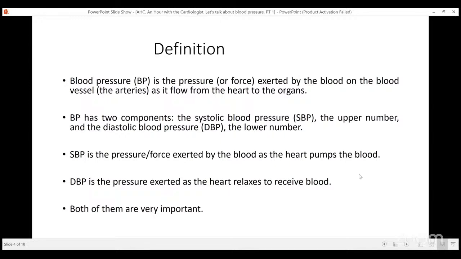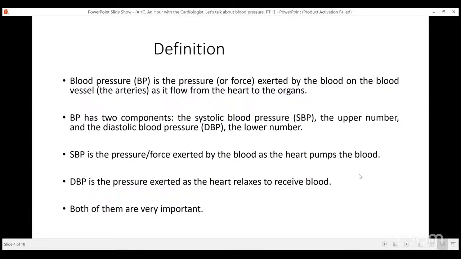So the blood and its pressure. It's coming from the blood, and it's exerted on the arteries. The source of the blood is the heart as it pumps. All right. Blood pressure has two components: the systolic blood pressure, which is the upper number, and the diastolic blood pressure, which is the lower number.